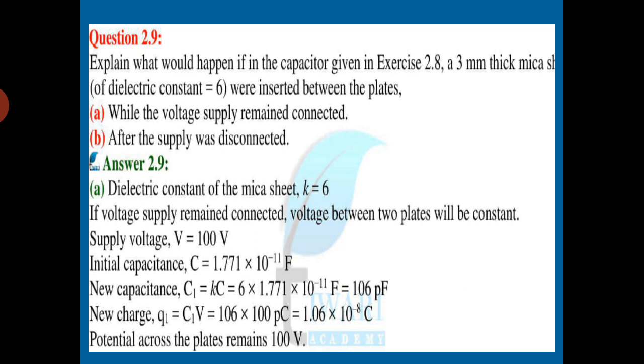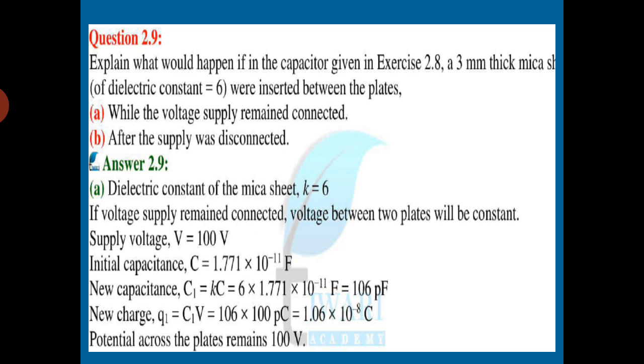Explain what would happen if in the capacitor given in exercise 2.8, which you have done earlier, a 3 millimeter thick mica sheet of dielectric constant 6 were inserted between the plates, while the voltage supply remains connected, and after the supply was disconnected. This is a very important question because the concept being used is very important.